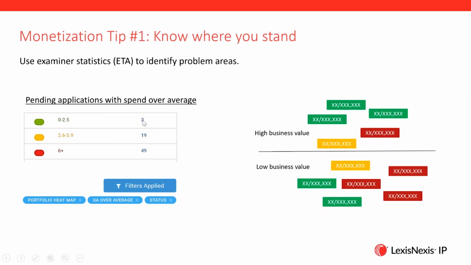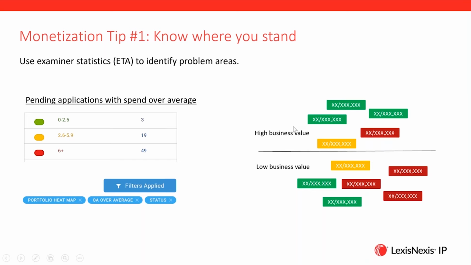Same thing with the cases on the opposite end of the spectrum. So these 3 cases that are with green examiners, something's gone wrong here because green examiners are incredibly efficient. They want to allow cases and they want to allow them fast. So if your spend is over average, something is amiss here, and these cases are definitely something that require further investigation.